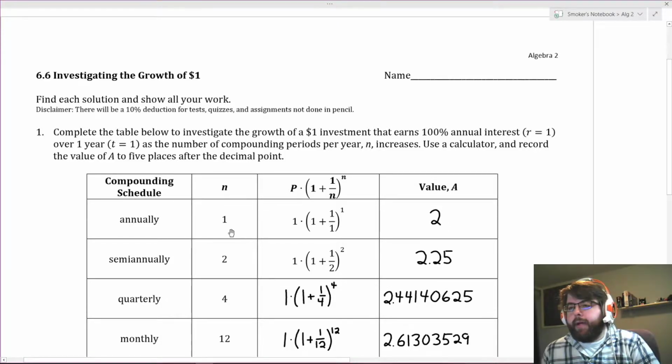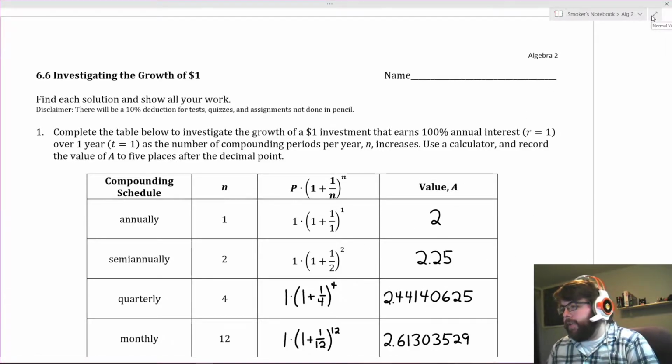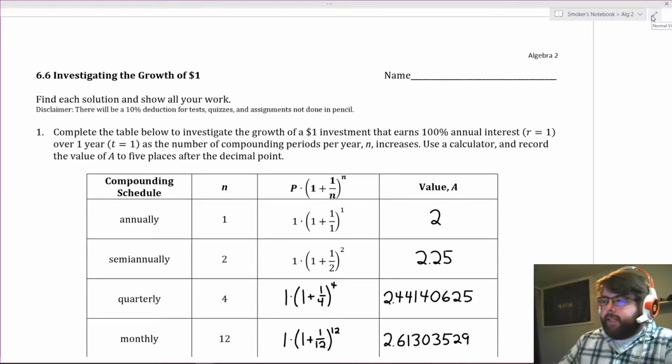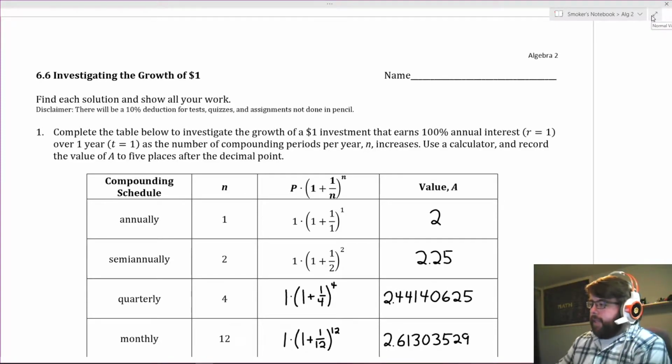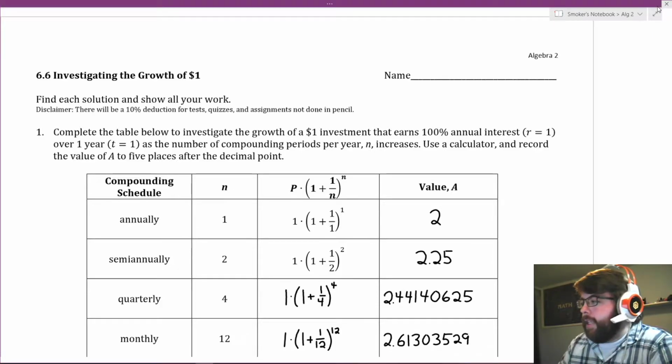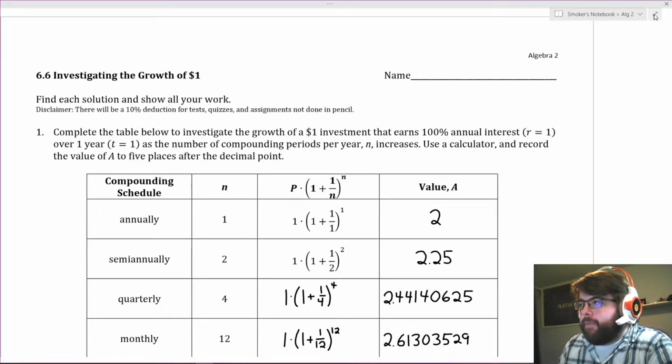But I'm just going to go through the already filled out version of this worksheet, just because, given the situation, that'll be the easiest to do at this point, I think, as far as me recording videos and whatnot.